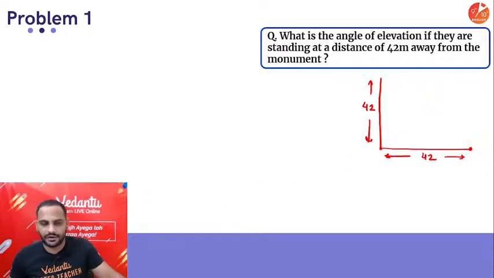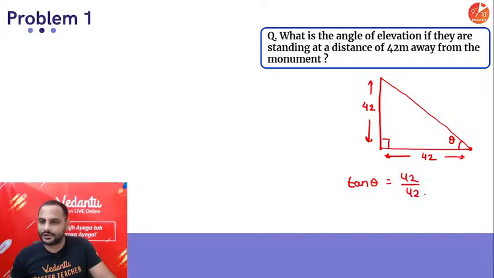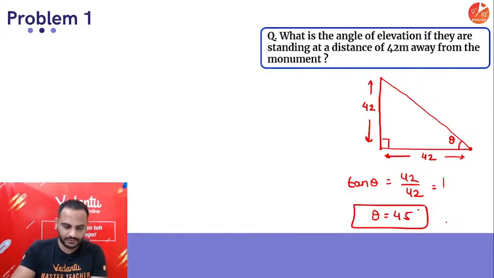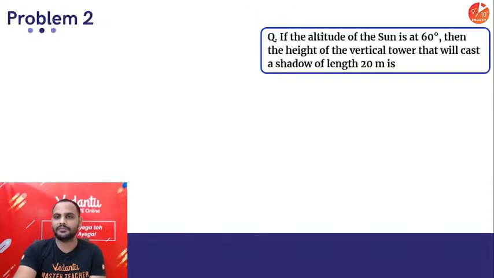angle of elevation will be what? Join the top of the point with the bottom. So angle of elevation, this theta we need to find out. अरे बच्चों, here we can see tan theta is 42 by 42, which is 1, means theta should be 45. Hello बच्चा, hello. Theta should be 45, simple है.